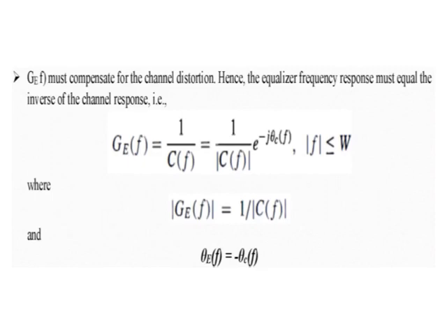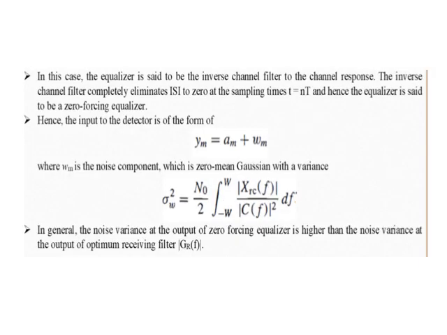Now, in this case, the equalizer is said to be the inverse channel filter to the channel response. This inverse channel filter will completely eliminate the ISI to 0, and this is done at the sampling times t is equal to nT. Therefore, the equalizer can be called a zero forcing equalizer.